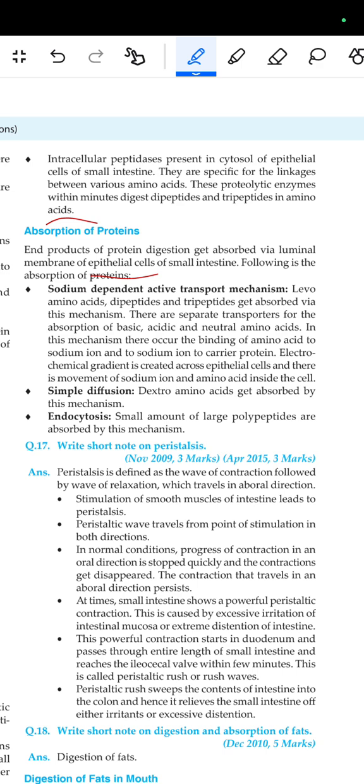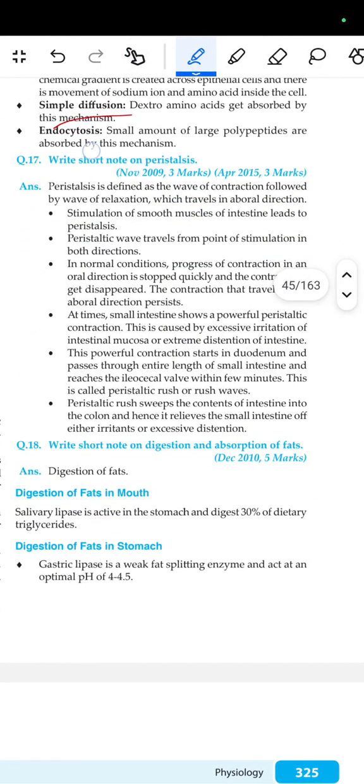Simple diffusion: dextro amino acids get absorbed by this mechanism. Endocytosis: a small amount of the large polypeptides are absorbed by this mechanism.